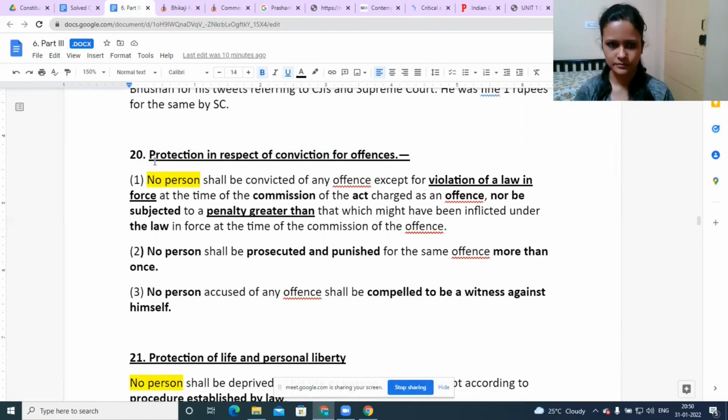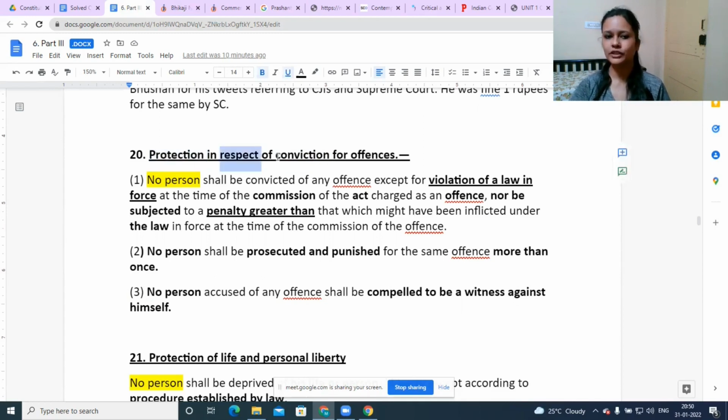Finding or punishment. So when a case is filed, the entire trial goes on. After that, the person may be released or acquitted. Like in general cases, either the person may be convicted or he may be released. So convicted as in his guilt is proved, he is found guilty by the court.